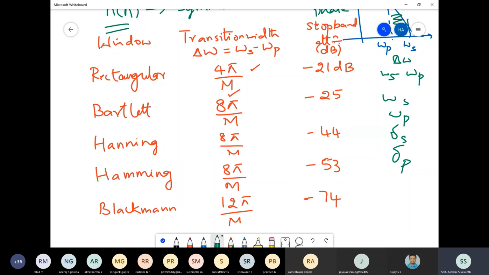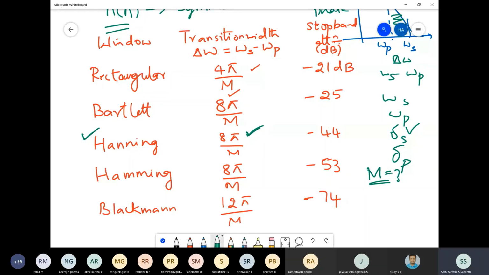Exactly, it might not match your attenuation, but select a window which exceeds the 20 log delta s value. Select a window which is more than that value. Once you select a particular window, say for example Hamming, then you know the transition width of that particular Hamming window. You will have to take this delta omega. You know the transition width, so find the value of M. Once you know the value of M, you can write down the equation for this particular window.